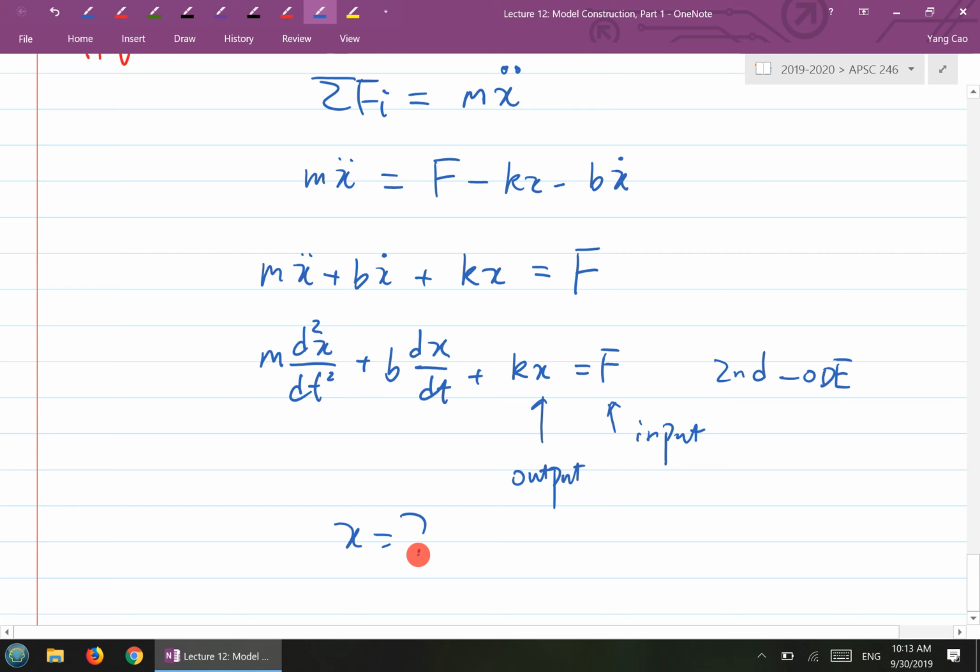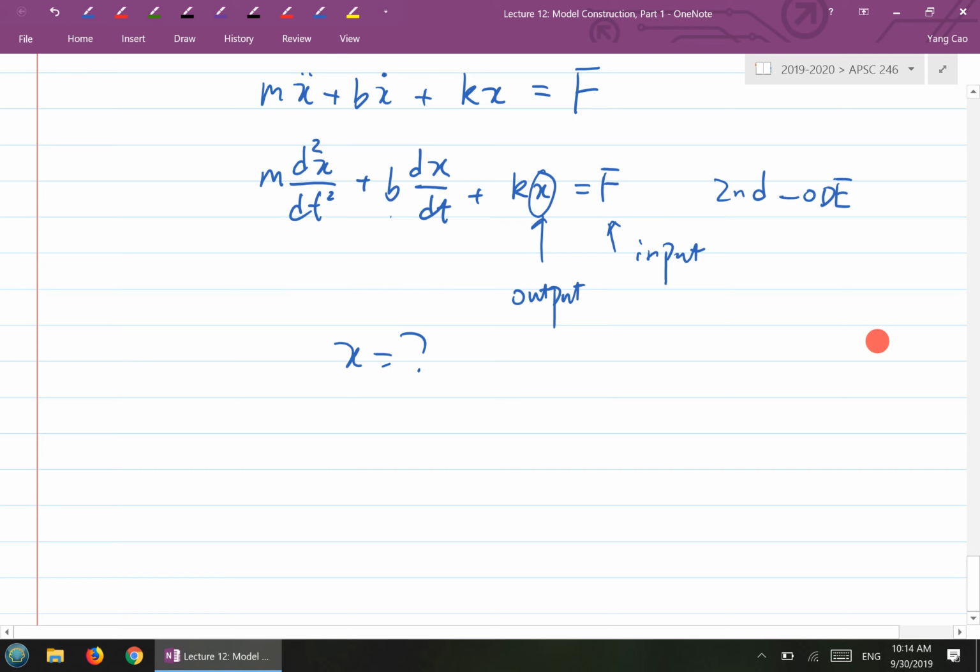Any questions so far? Yes. Why is kx the output? Not kx. I mean, x is the output. Yes. So you will be able to get a solution for x. Right. So m, b, k, those are what we call system parameters. This is part of the system. Okay. Very good.